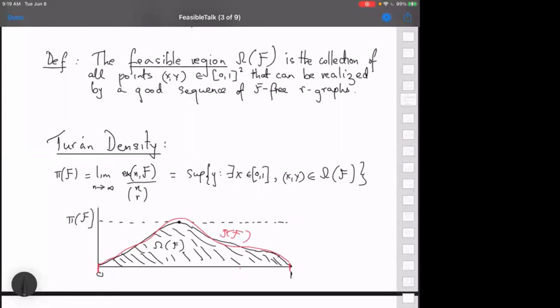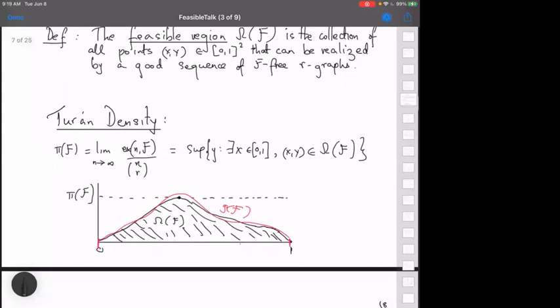And then normalizing and taking the limit. So the Turan density is the normalized Turan number. The Turan number is something I defined earlier, the number of edges in an n-vertex graph that doesn't contain F, the maximum number of edges.